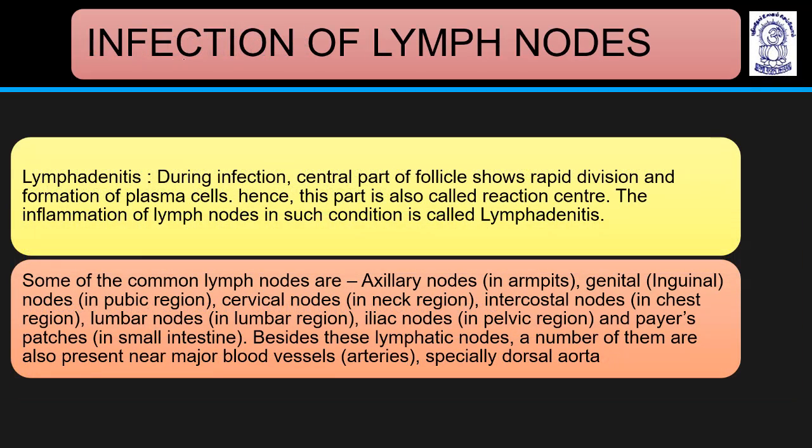Infection of lymph nodes. Lymphadenitis. During infection, the central part of the follicle shows rapid division and formation of plasma cells occurs. Hence, this part is called the reaction center. The inflammation of lymph nodes in such a condition is known as what? Lymphadenitis. Lymphadenitis is inflammation of lymph nodes. The lymphatic system in class Amphibia is open type.